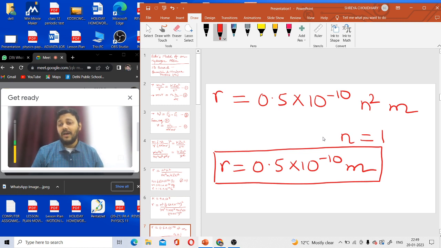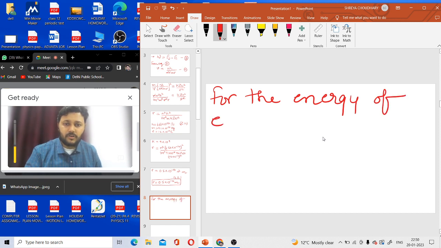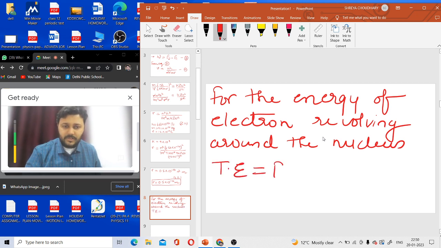Now we need to focus on how much energy we require, or what is the total energy of the electron. We should specifically say what is the energy of the electron. So for the energy of the electron revolving around the nucleus, total energy will be equal to potential energy plus kinetic energy.